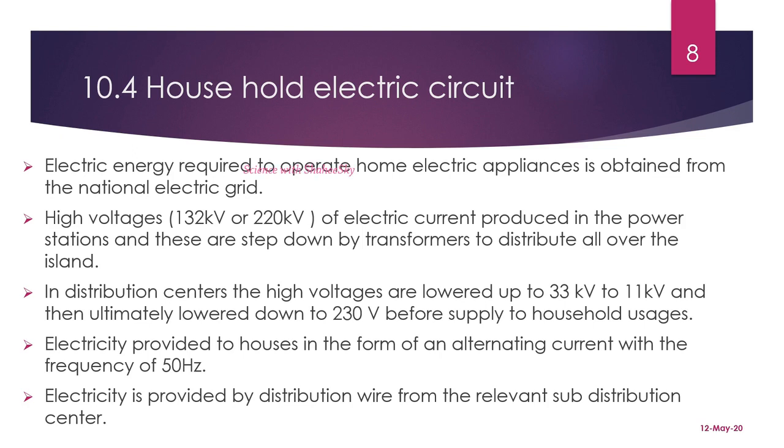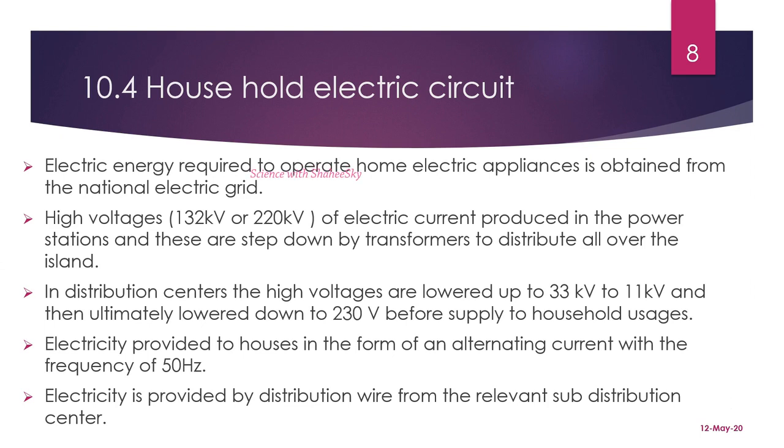The electricity produced in the hydropower stations is at high voltage, up to 132 kilovolts or 220 kilovolts, and this is stepped down by the transformers to distribute all over the island.